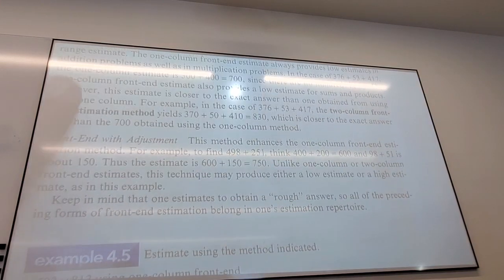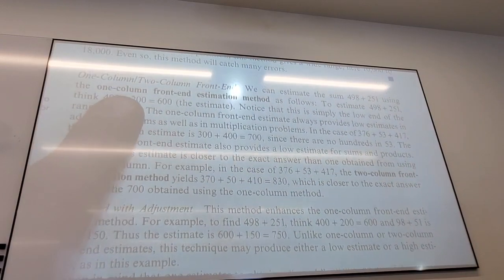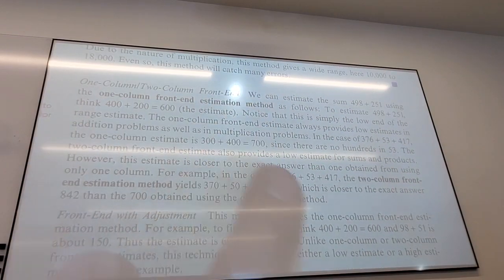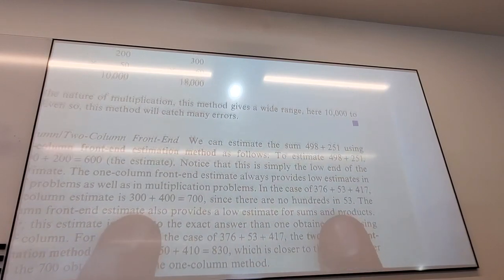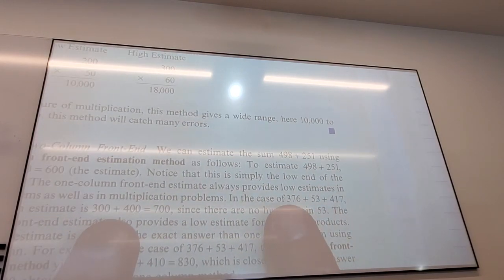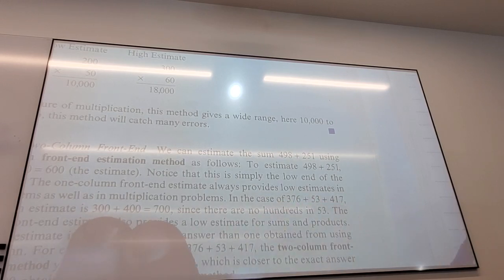One column front end estimation method. So let's see if they go far enough. Yeah, here we go. So right here, but watch. 376 plus 53 plus 417. What's in the first column of each number? 3, 0, 4. See how they ignored the 50?